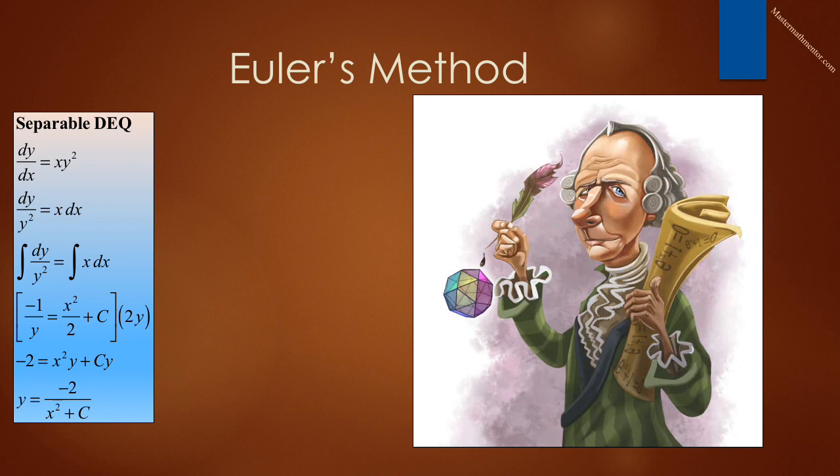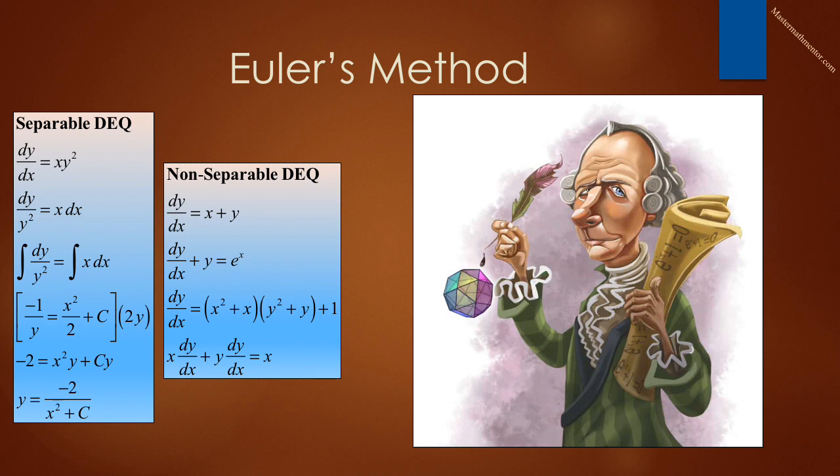We will then multiply the entire equation by 2y, and we get negative 2 is equal to x squared y plus cy, as 2 times c is simply another constant. And our final answer is y equals negative 2 over x squared plus c.